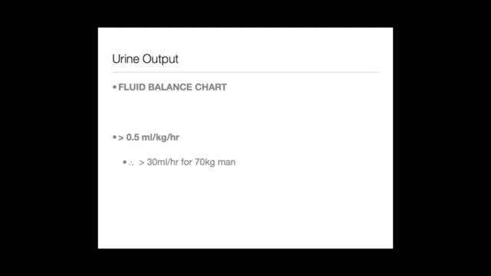So another way to assess the fluid balance of a patient is with the urine output. Obviously, as a patient becomes drier, the urine output decreases. And the most important value to remember in this, I feel, is that a normal person of 70 kilograms should be passing greater than 30 milliliters of urine per hour.